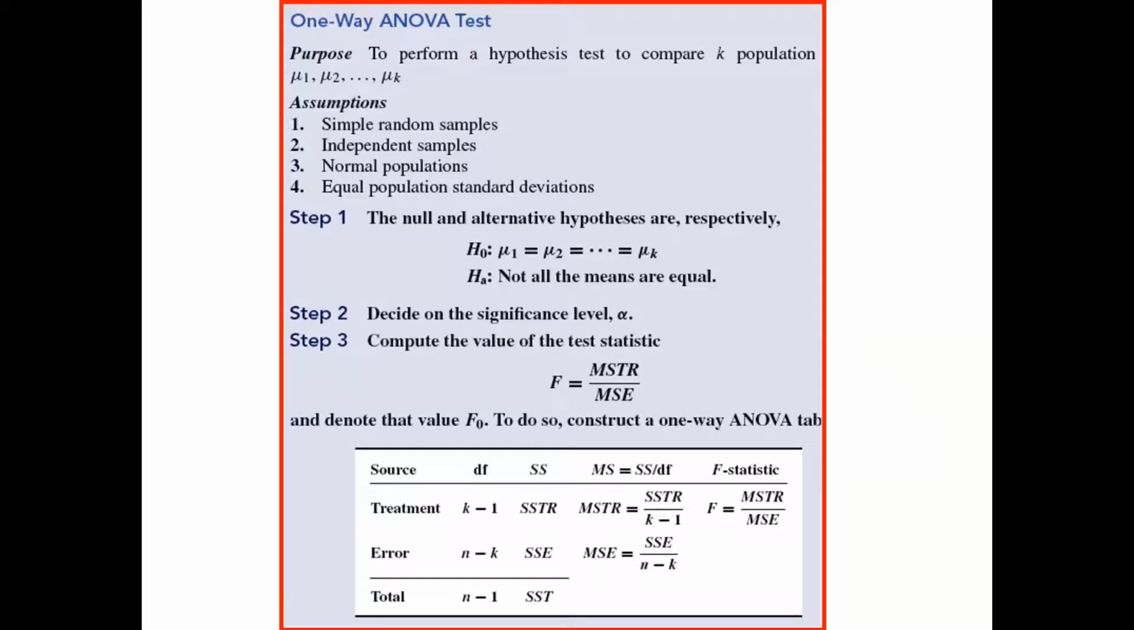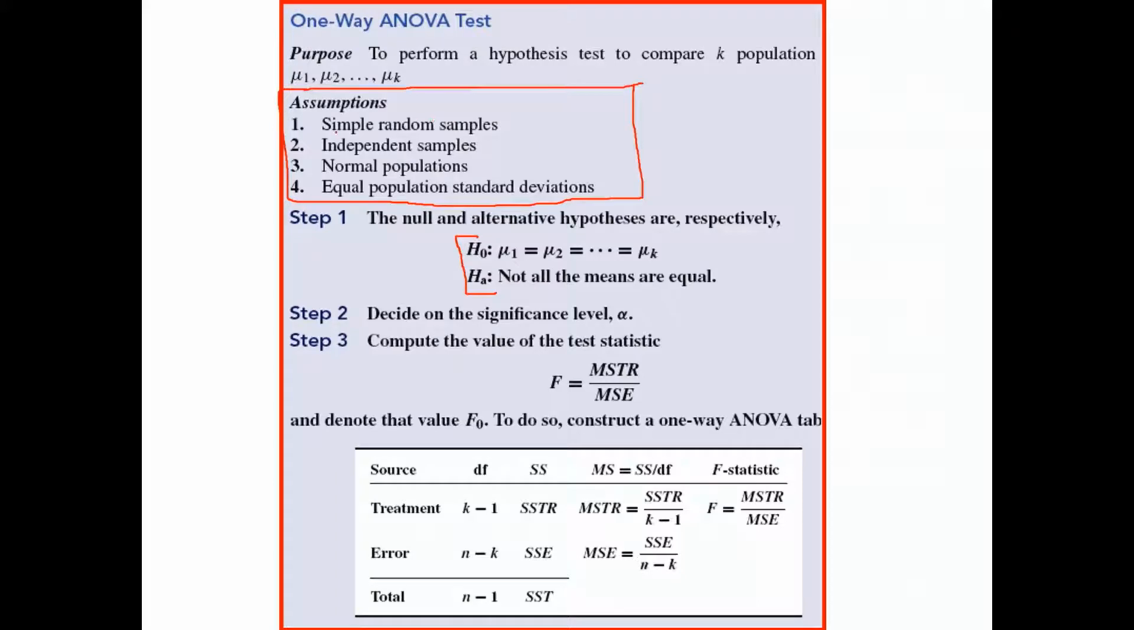The purpose is written there. ANOVA is used to compare the K population means, the equality of K population means. So this is the null and alternate hypothesis. All the K means are the same, against not all the means are equal. This is the alternate hypothesis. These are the assumptions. You must verify these 4 assumptions before implementing the ANOVA technique.